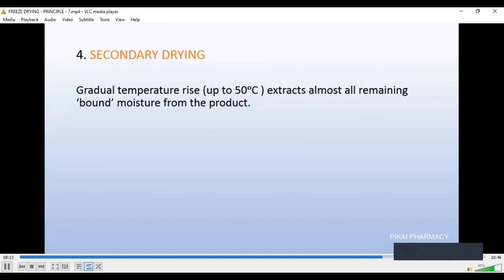See, 100% drying is not possible. We cannot remove 100% of moisture from any product. That is the universal truth. But we can try to achieve as much as we can. So gradually increasing temperature up to 50 degrees Celsius, not more than that. This is the threshold value. If we increase temperature above 50 degrees Celsius, then it can damage our product because they are heat sensitive.